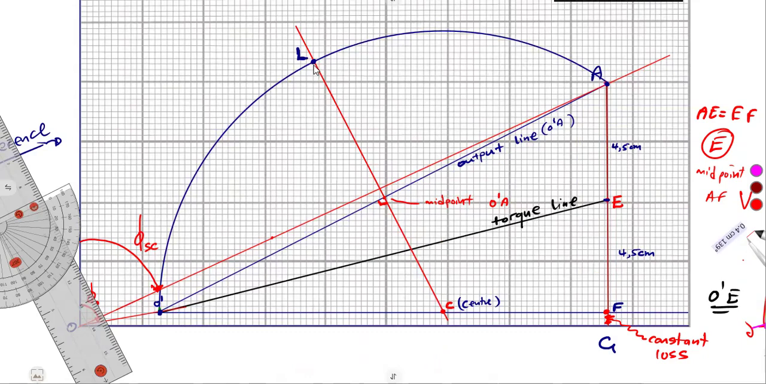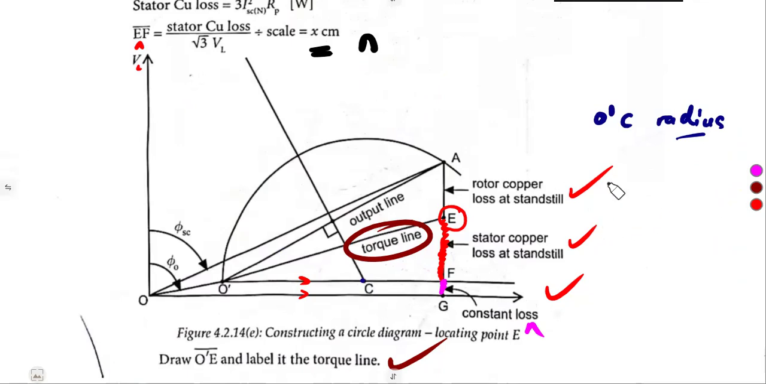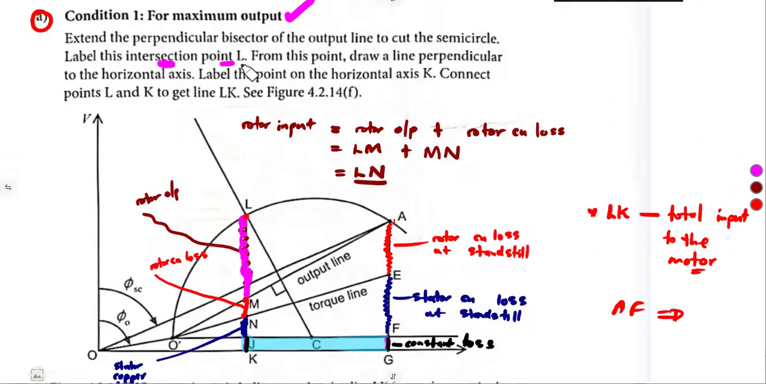So along this line, what is going to happen when it is of a maximum output? From this point, guys, you just draw a line perpendicular to the horizontal axis. That is it. From that point, just draw a vertical line. It must be perpendicular to the ground. That's for a maximum output. Only that.